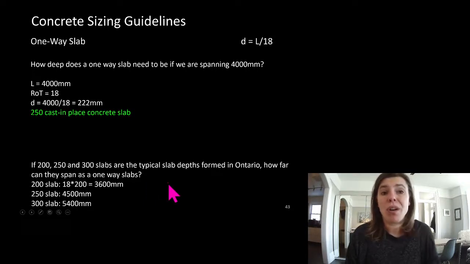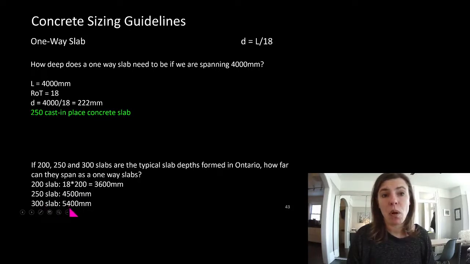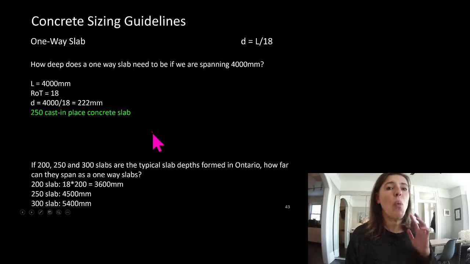Now, the most common cast in place slab depths we tend to make in Ontario are 200, 250, and 300 slabs. So what is the span length of the majority of the one-way concrete slabs cast in Ontario? Well, a 200 slab spans about 3.6 meters. A 250 slab can span about 4.5 meters. And a 300 slab can span about 5.4 meters. Again, these are our preliminary sizing guidelines, so final design would rule it all. So that's our one-way span.